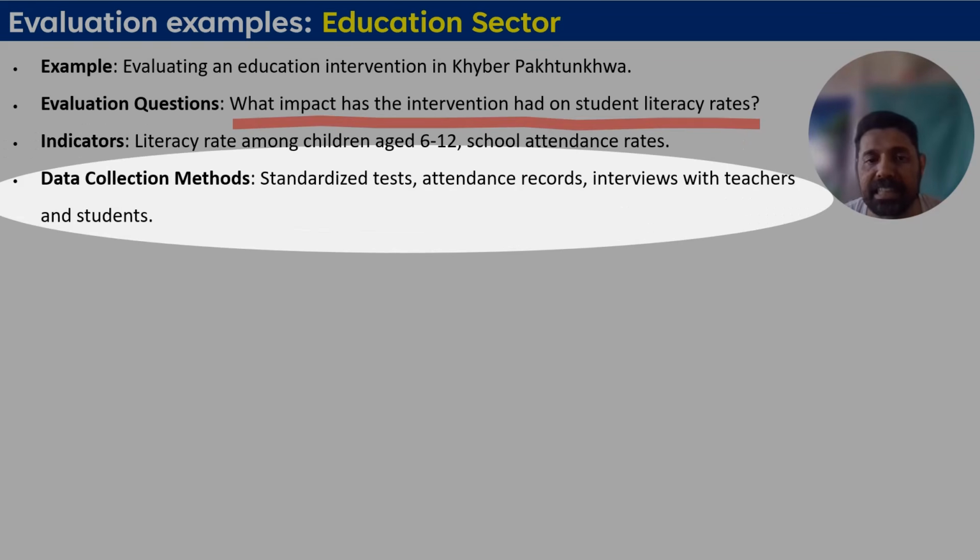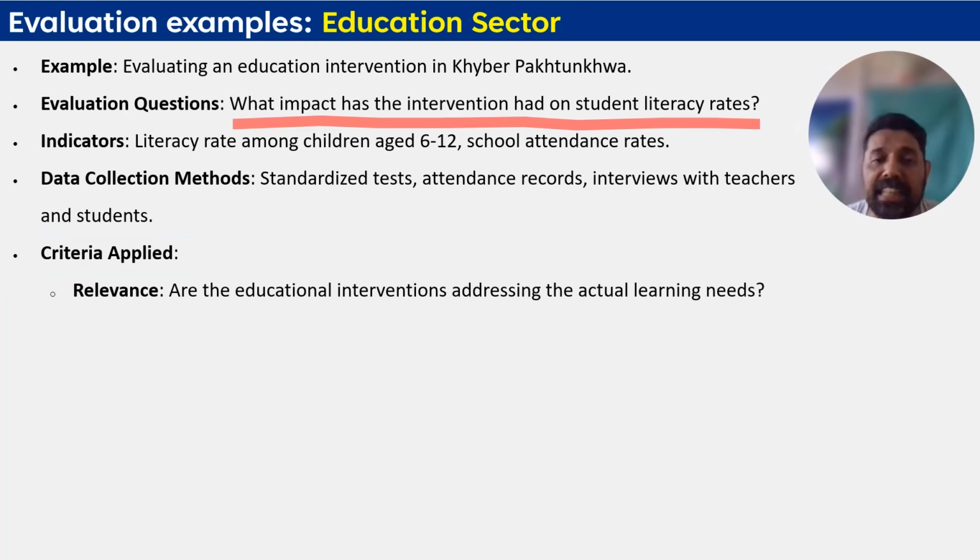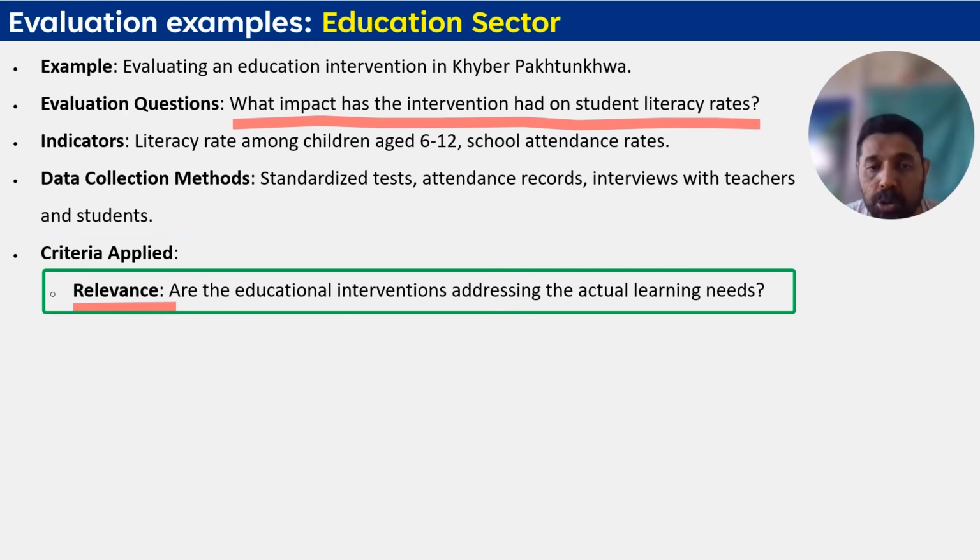These will be the key indicators that you will collect data for. Data collection method: standardized tests. You will have to take tests from the students, attendance records, interviews with teachers and students. So these would be the data collection methods. Now the criteria when you are applying. The first criterion that you would apply is relevance. Your question would be: is the educational intervention addressing the actual learning needs? Whether the literacy rate is actually very bad in that area, and whether this intervention was required or not.